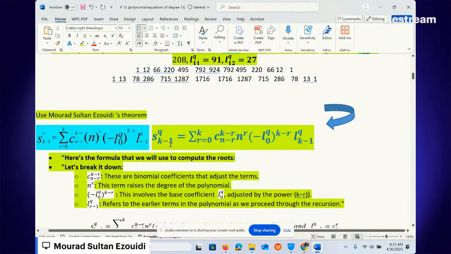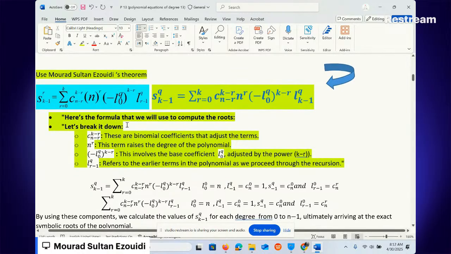The theorem is written as S subscript k minus 1 of 42 equals the sum from r equals 0 to k of the combination n minus r choose k minus r, times n raised to the power r, times negative L0 over 42 raised to the power k minus r, times L r minus 1 of 42. So here is the formula that we will use to compute the roots.